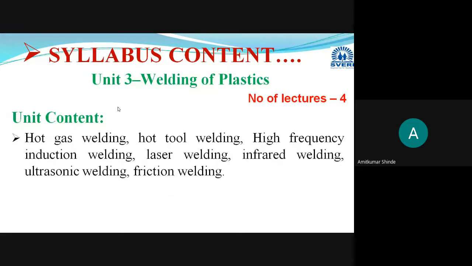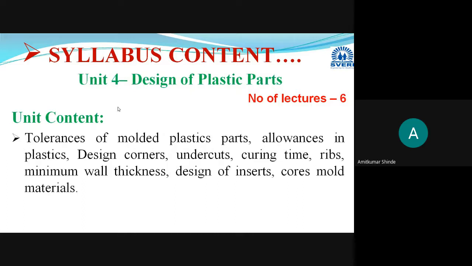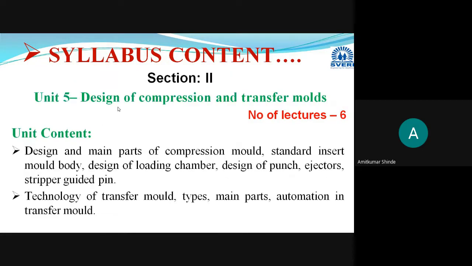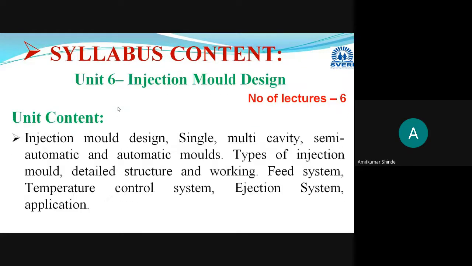Then in the third chapter, we are going to deal with the welding of plastic materials with the help of different welding methods like hot gas welding, hot tool welding, high frequency induction welding, laser welding, friction welding, etc. And in the fourth chapter, we are going to deal with the design of plastic parts by considering various aspects. And in the fifth chapter, we are going to discuss the design of compression and transfer mold. And the sixth chapter relates to the design of the injection mold.